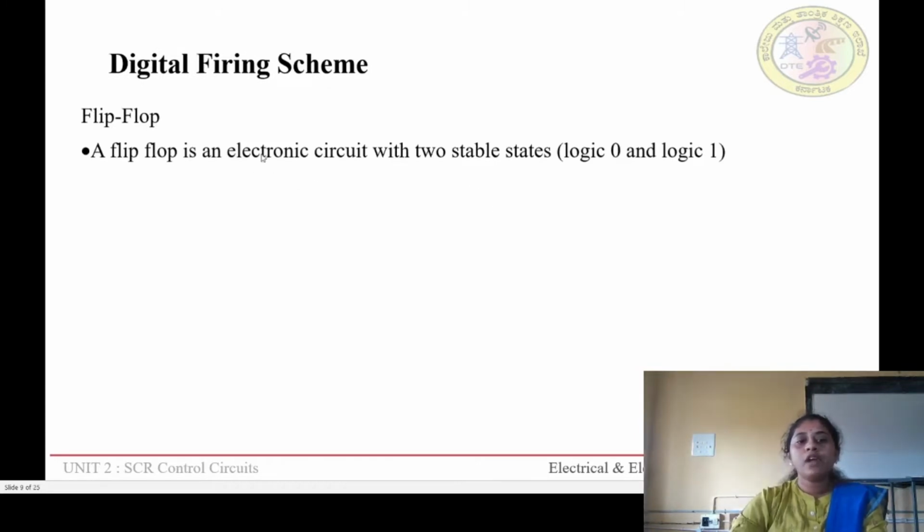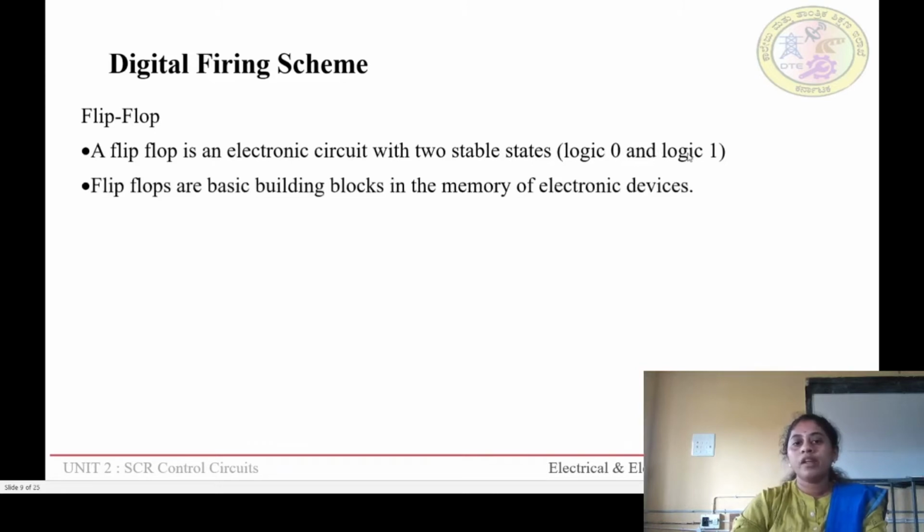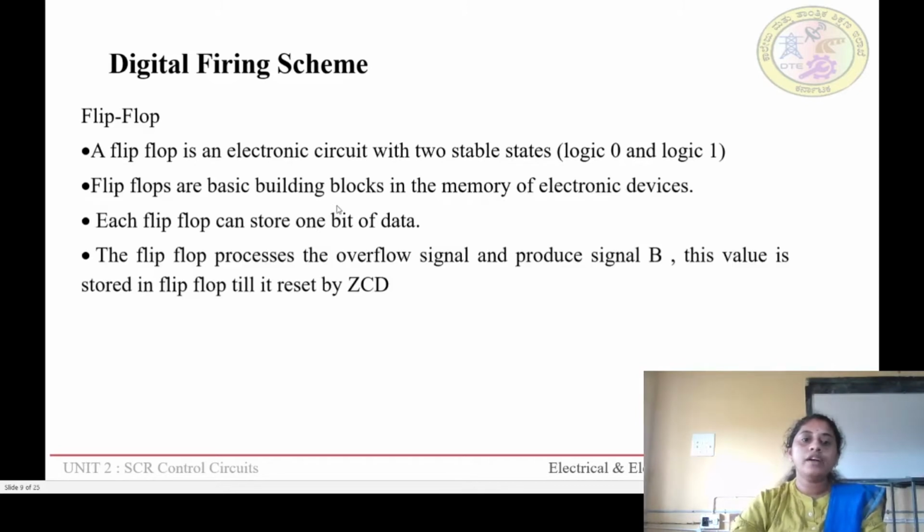Now let us see what is flip-flop. Flip-flop is an electronic circuit with two stable states. The two stable states are logic 0 and logic 1. Flip-flop is the basic building block of memory in electronic devices. Each flip-flop can store a bit of data.